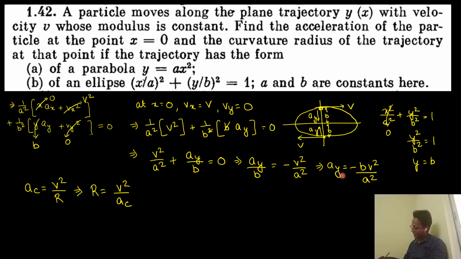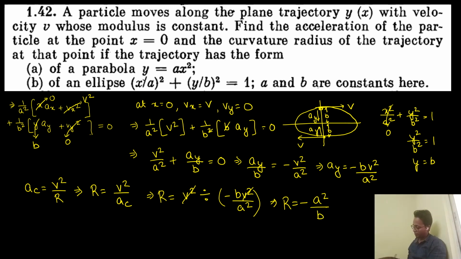and centripetal acceleration out here is nothing but ay. Okay, so r is equal to v square divided by minus v square by a square. Okay, v square and v square will get cancelled, or r is equal to minus a square by b.